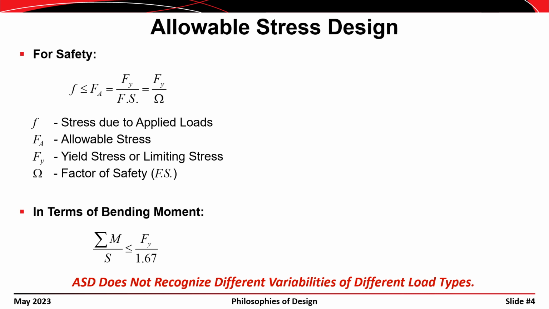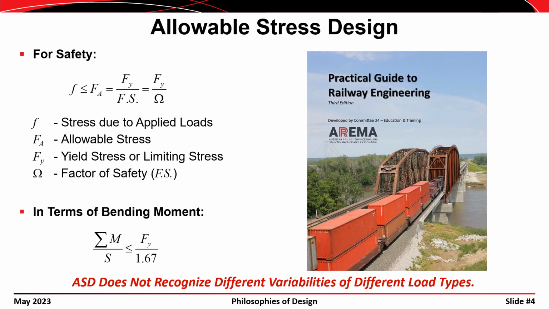So working with stresses is a bit more intuitive to most people than working with forces. So that's one of the advantages of allowable stress design. And then the one specification that you might work with as a civil engineer that still uses allowable stress design is the railway specification. It's been the slowest to adopt more modern design approaches.